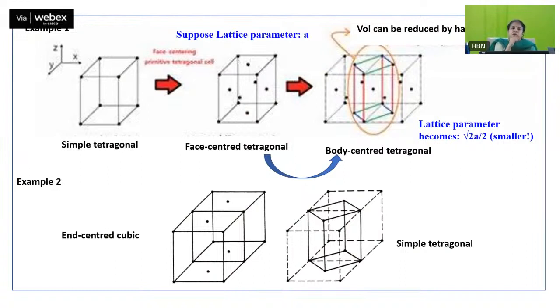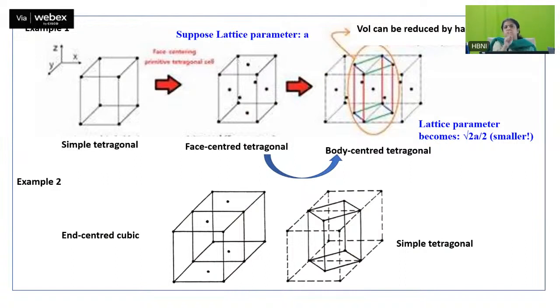Suppose I make a face-centered tetragonal, which is shown in the middle. Now, if you see in the third figure on the right-hand side, topmost, I can actually make a unit cell joined by green lines, right? Now, if I try to find the dimension of that green line: the dimension of this face-centered tetragonal in the middle figure was a, b, and c. In the second figure, the face diagonal is root 2 a. Now in the third figure, that green line is root 2 a by 2. That is a by root 2.